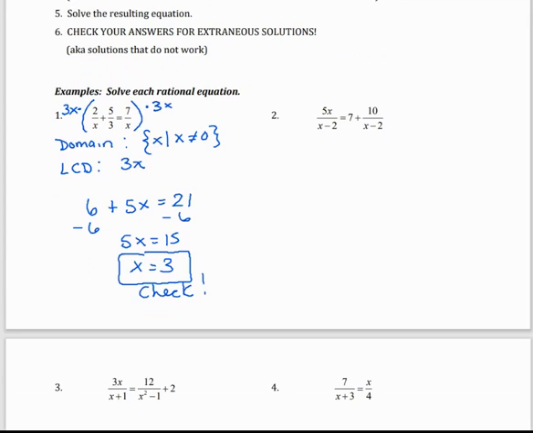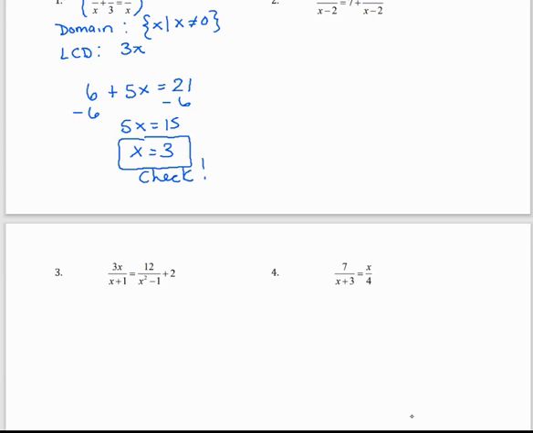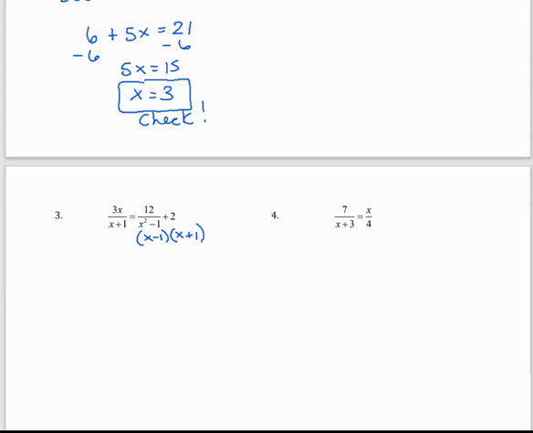I'm going to now go on to number 3. For number 3, we're going to factor our denominator. The first one is factored, but the second one is not. And so that allows me to find my domain. If I set the first one to 0, I would get x equals -1. And then if I look at my second fraction, I would get +1 and -1. And then the last term doesn't have a denominator, so it's okay. So my domain is x such that x cannot be plus or minus 1.